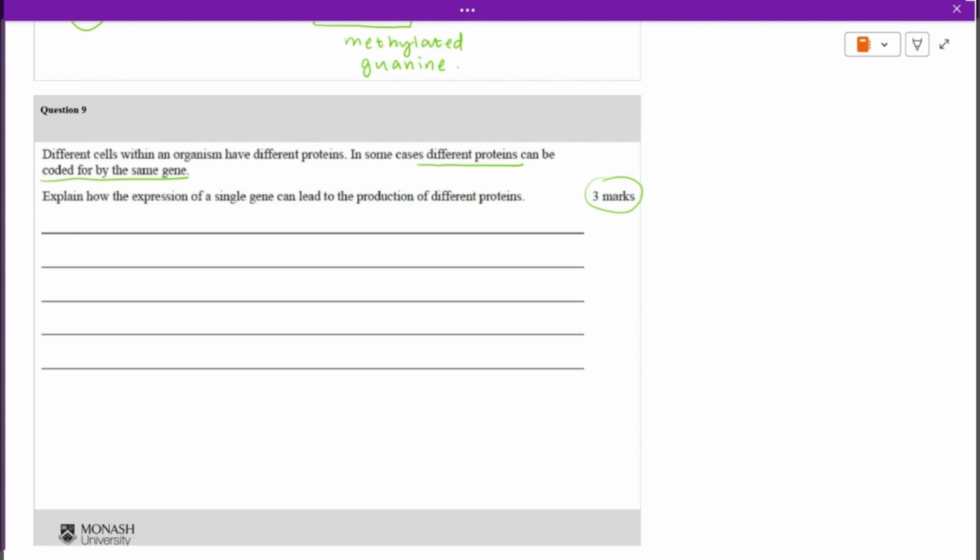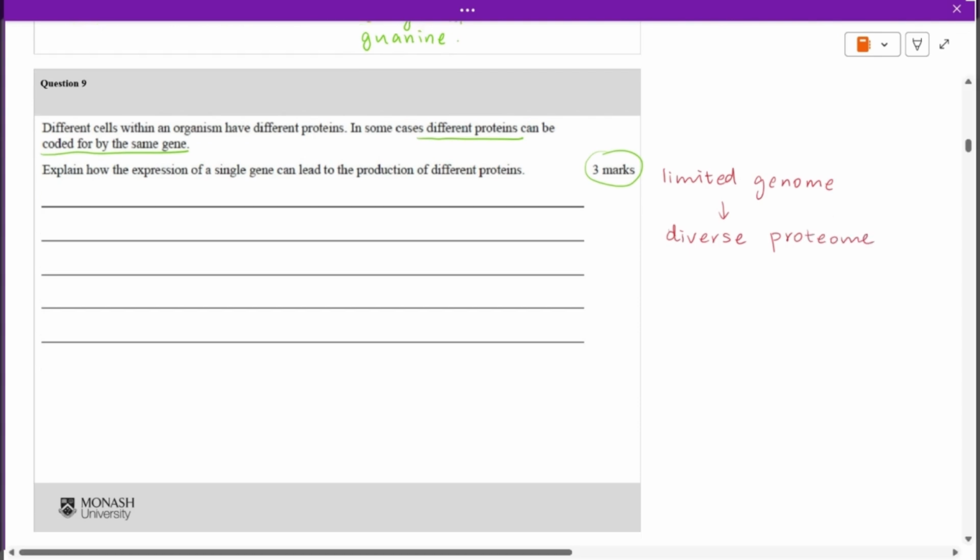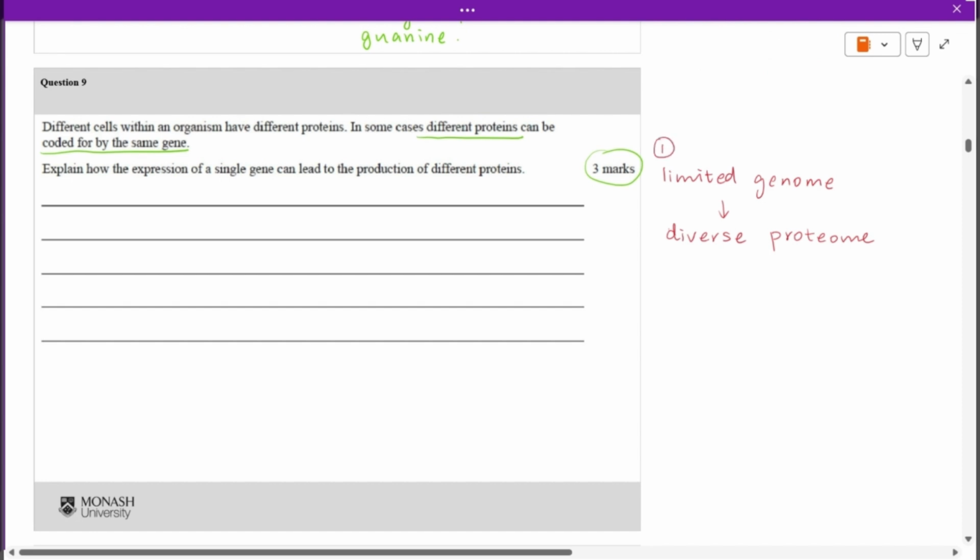So let's plan our responses first before we actually start answering and put them into writing. Okay, so this question is asking how do we have a limited genome but then also have the ability to produce a more diverse proteome? Okay. The key is alternative splicing.